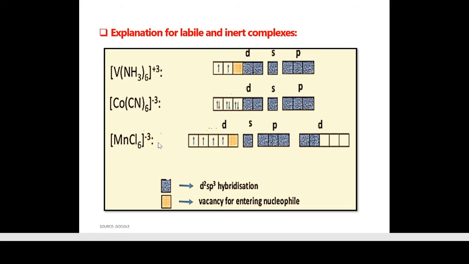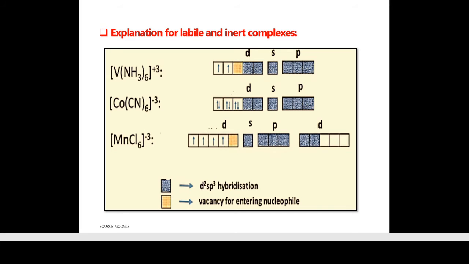[MnCl6]3-. The system carries d4. So the system is d4, and the d orbital contains 4 electrons, and as Cl is a weak field ligand, the distribution of electrons is like this. In T2g there are 3 electrons and another electron goes to the Eg orbital. So 1, 2, 3 and 4.